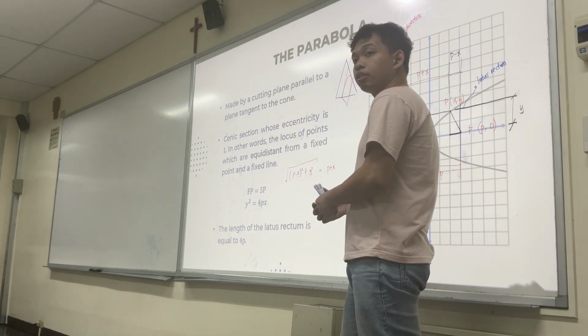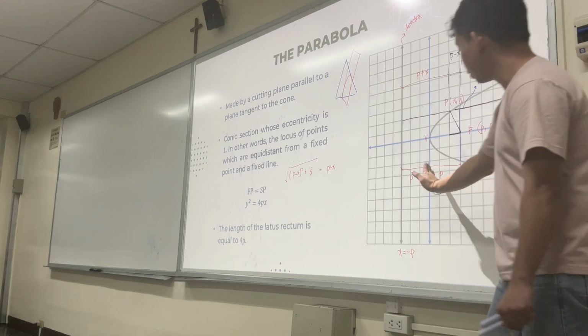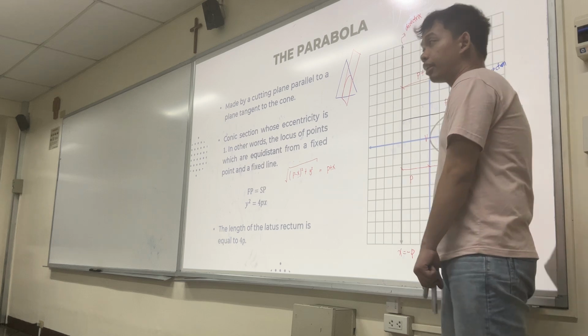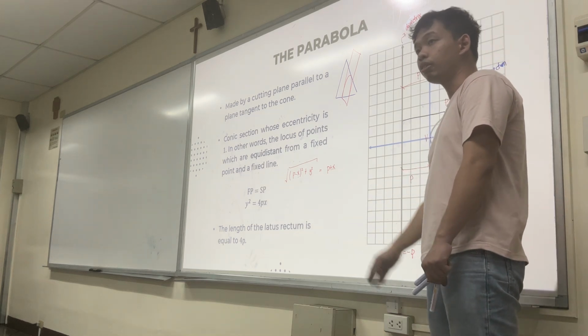Questions? We just use the length there. The negative denotes the location. Understood? It's to the left of the origin.